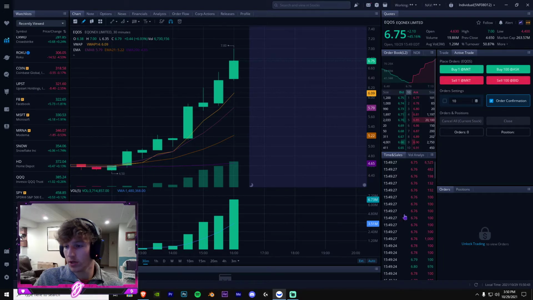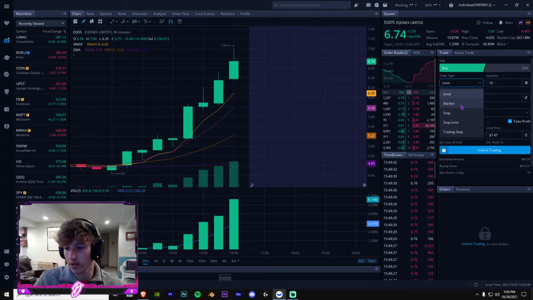And then in Webull, there's also like an active trade. This is kind of like a shortcut. You don't really need to know this. All you need to know is the different types of orders.